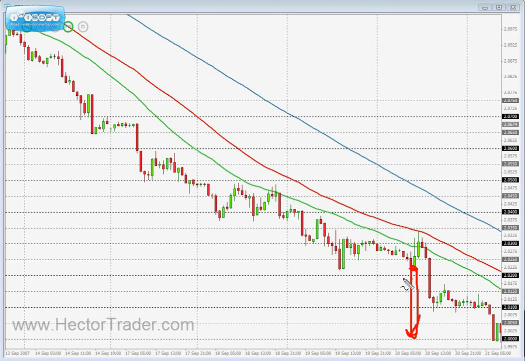It probably would have been a very nice move, since we are in a downtrend from a technical point of view, and from a fundamental point of view, it's also bearish for the British economy, and therefore the sterling pound should weaken against the Canadian dollar. So it would definitely be a nice move to the downside.